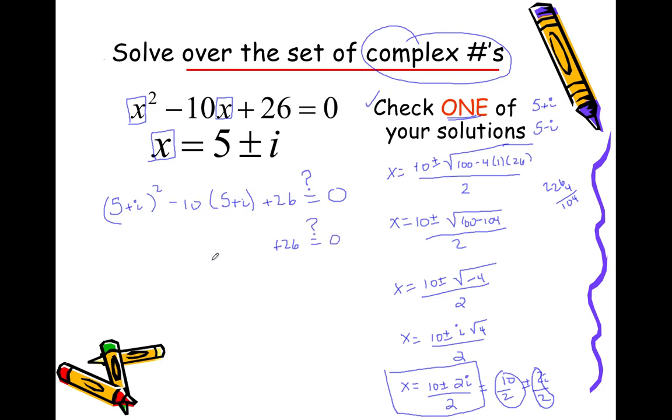I'm going to do this one first. Negative 50 minus 10i, right? I just had to distribute because there was no exponent. This has an exponent. I need to square. Because I've done Algebra 1 over and over and over again, I can do this quickly. 25 plus 10i plus i squared.